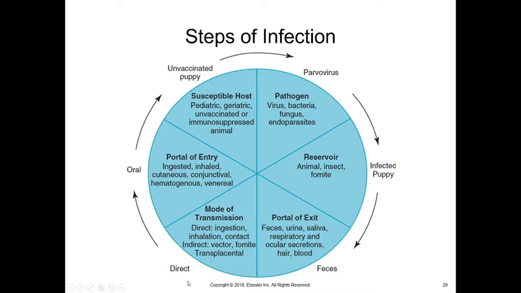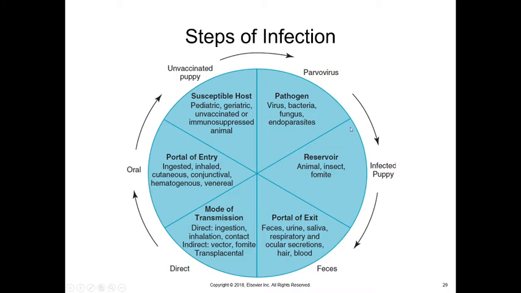And then mode of transmission. With parvovirus, it's direct. An animal sniffs another animal's rear end, sniffs where the feces is or was. That's how they become infected. Portal of entry: how does the animal get parvovirus? They lick their nose, and the virus gets into their digestive tract. And who's the susceptible host? An unvaccinated puppy or an immunosuppressed adult? These are the things that we have to think about.